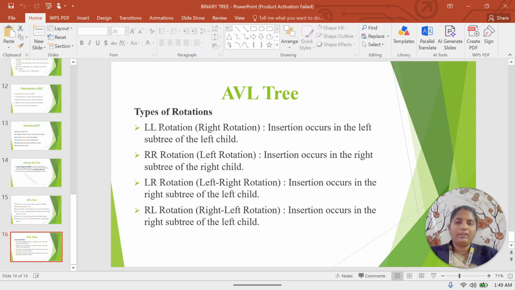The balancing factor formula is the height of the left subtree minus the height of the right subtree. If the balancing factor is 0, 1, or minus 1, then there is no problem in the binary search tree, and we can leave it as such. But if it becomes minus 2 or 2, there will be a self-balancing method, called rotation. Here we have four rotations: LL, RR, LR, and RL. In LL and RR we perform only one rotation, but in LR and RL we perform two rotations. We will see that with an example.